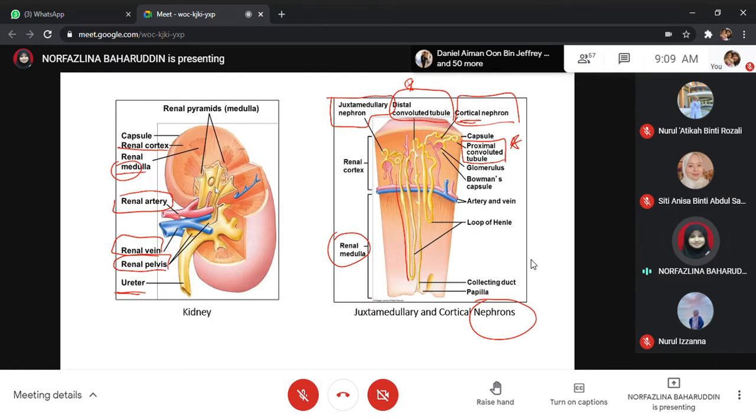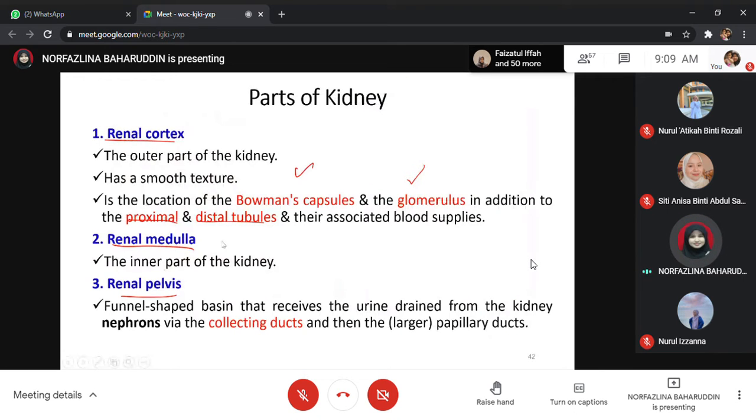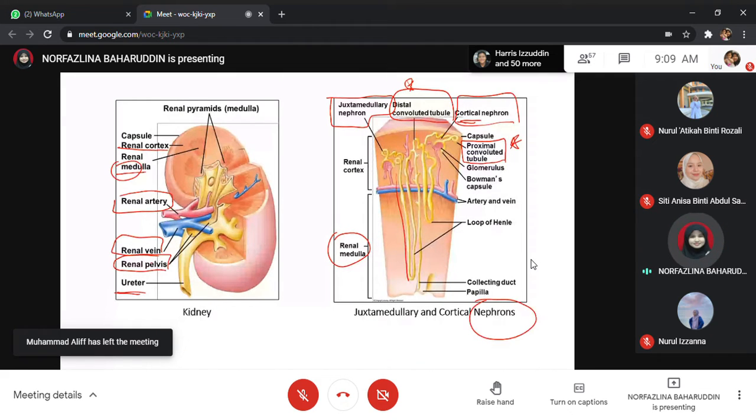Okay, kita tengok ke sini. So proximal convoluted and distal tubule also located in the renal cortex region. Okay, and renal medulla is the inner part of the kidney, bahagian dalam tadi kan medulla, and the renal pelvis. Okay, renal pelvis yang macam funnel shape tadi. Okay, yang ni renal pelvis.